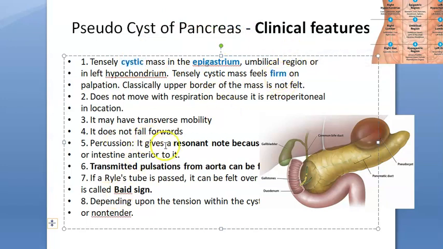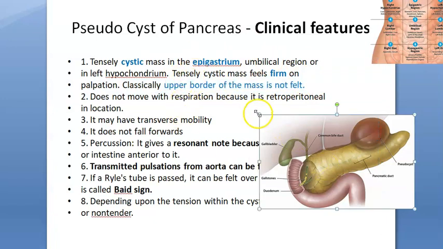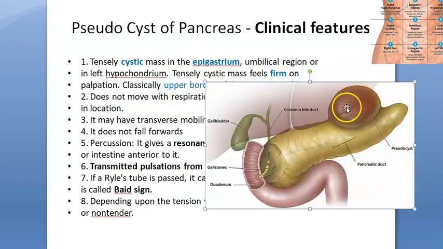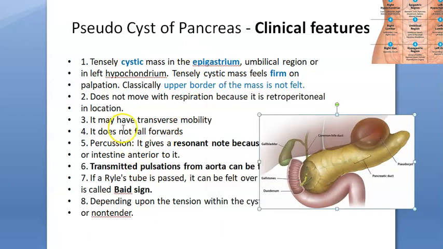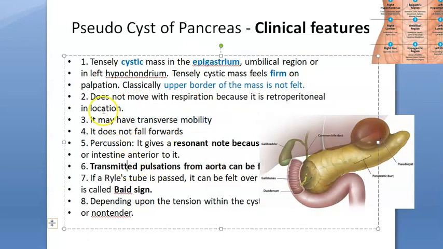Classically, upper border of the mass is not felt. You will not feel the upper border of the mass. It does not move with respiration because it's retroperitoneal.